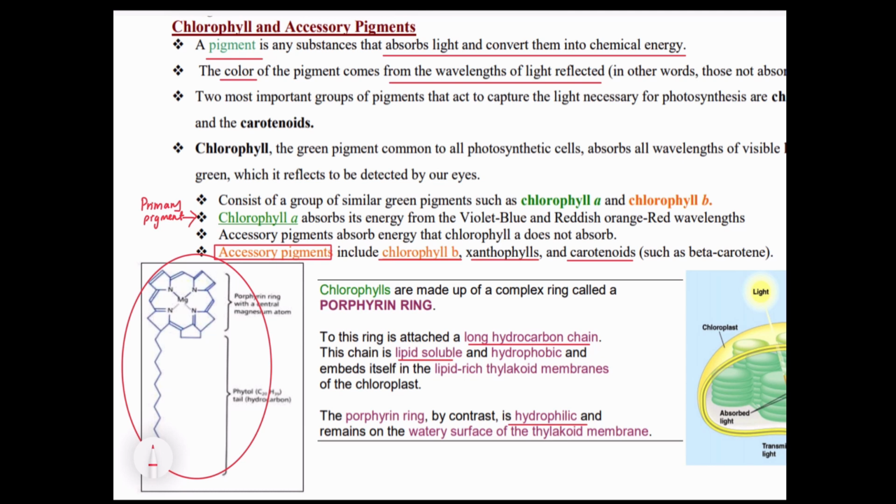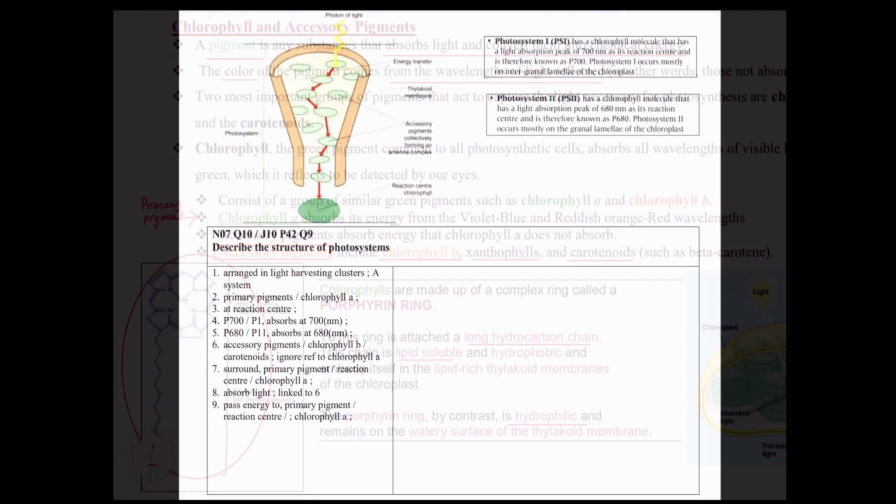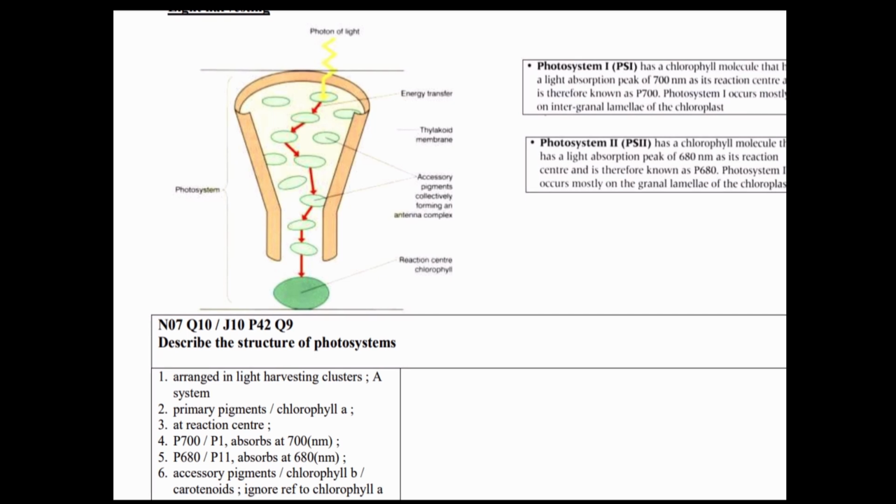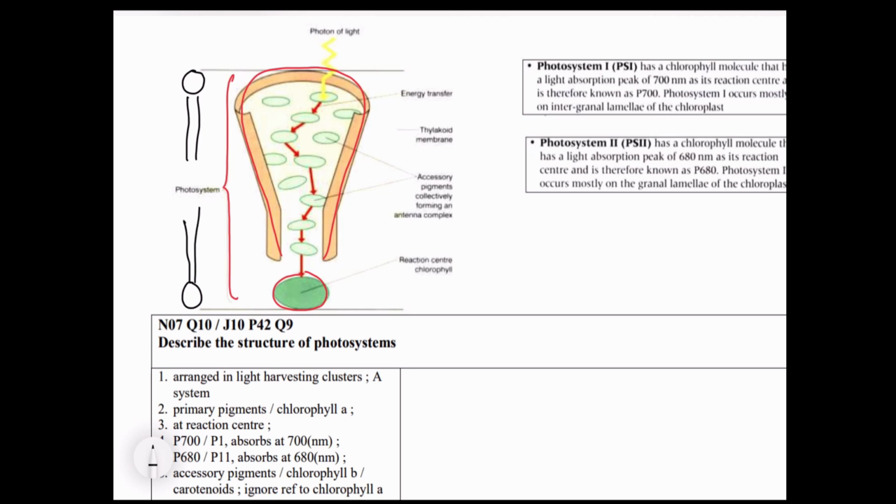So now we're going to go into the arrangement of the pigments within the thylakoid. Chlorophyll pigments are shown as this funnel shape structure, and this whole thing is known as a photosystem. The photosystem is embedded within the thylakoid membrane, which is made up of a phospholipid bilayer.